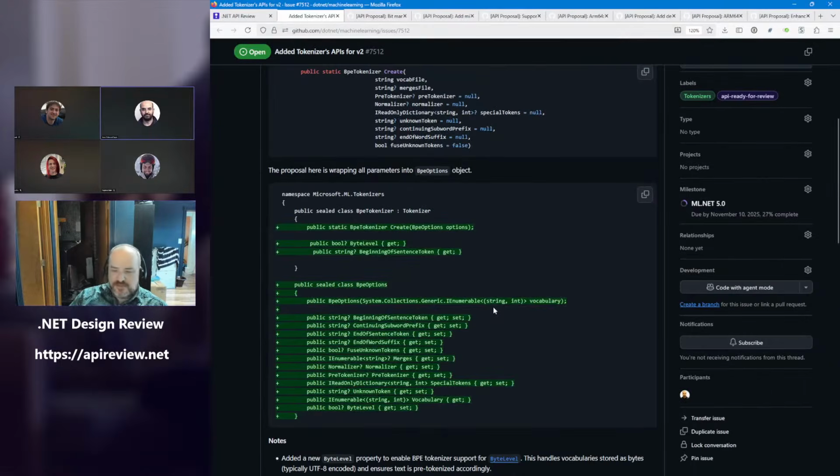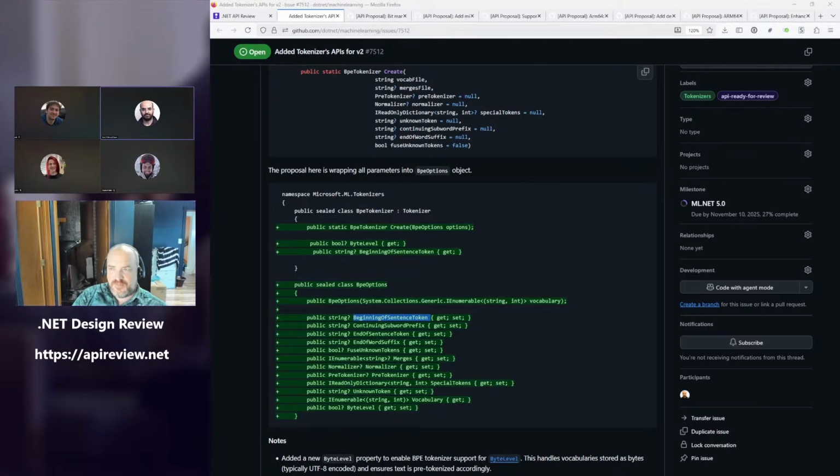I mean, if you go a little bit down to BPE options, you will see it's almost matching the parameters that we have with two extra things, which is byte level, the last one here, and the one called beginning. Let me remember the name here. Yeah, that's one, beginning of the sentence token. Those are two things that we are adding here.